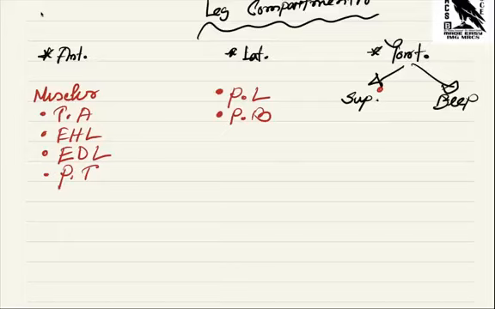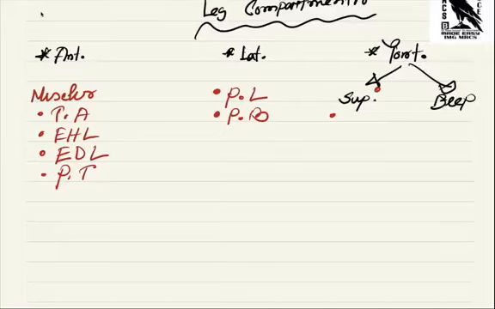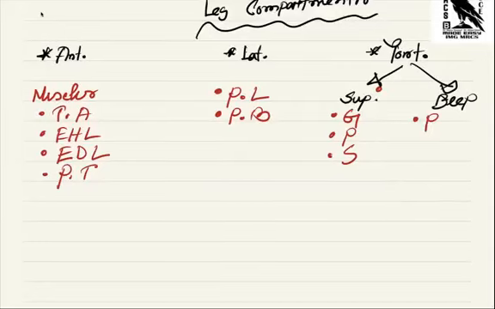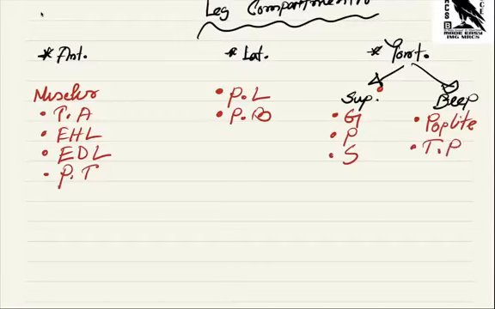On the superficial one, what are the muscles? G, P, and S: gastrocnemius, plantaris, and the soleus. On the deeper aspect, what do we have? We have the popliteus, the tibialis posterior, the flexor hallucis longus, and the flexor digitorum longus. Clear about the muscles of the leg compartments?